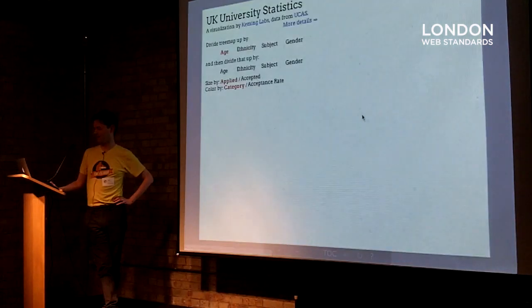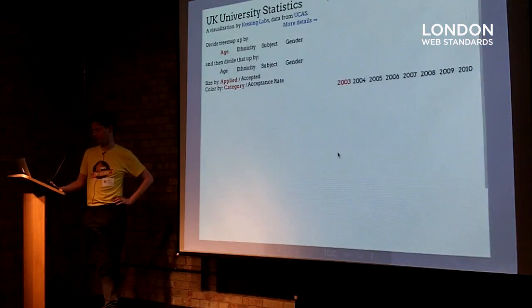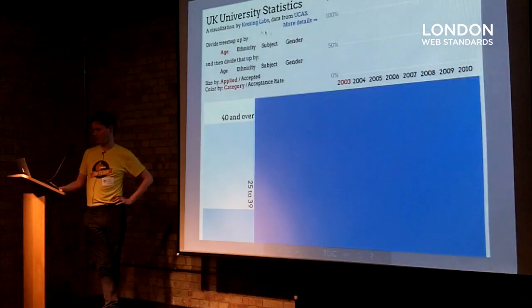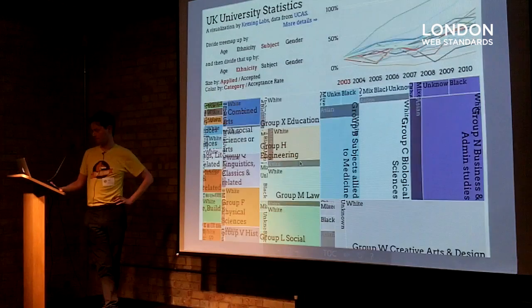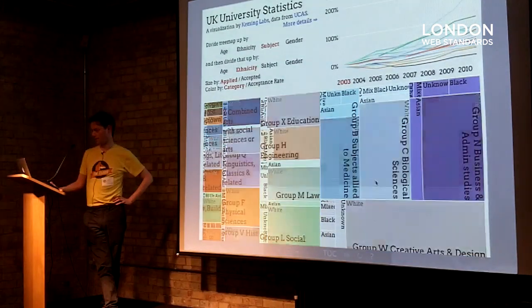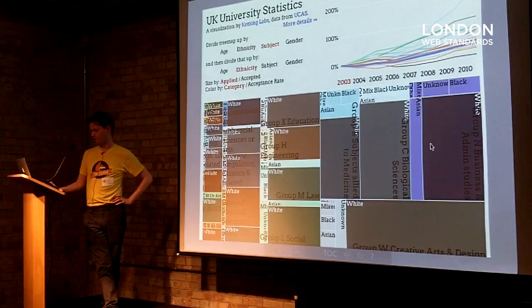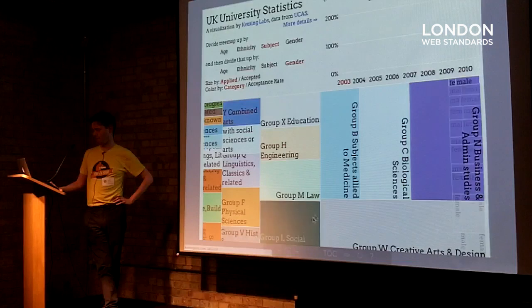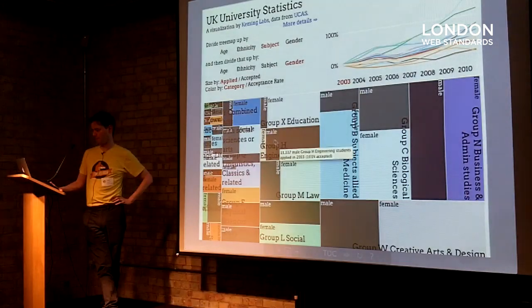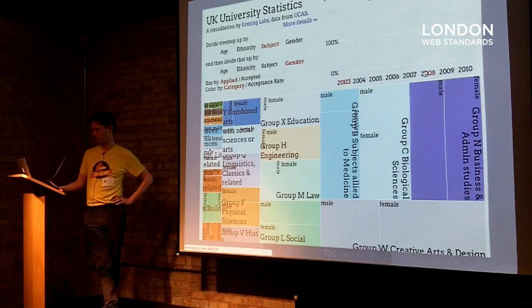This is UK university stats, which you can look at different breakdowns of the data, and it gives you lots of information about male and female engineering and how that's changed over different periods of time.